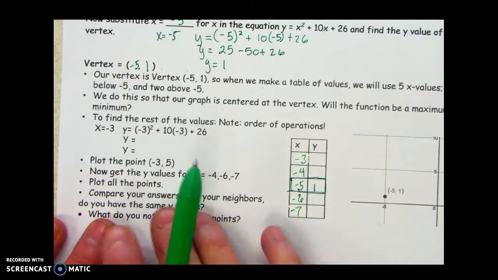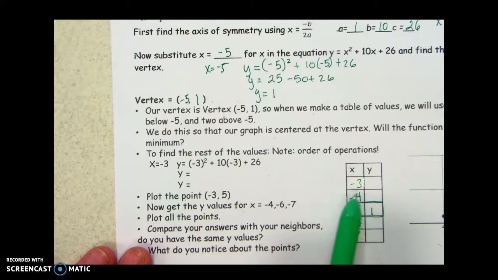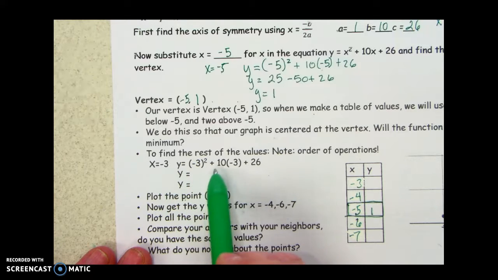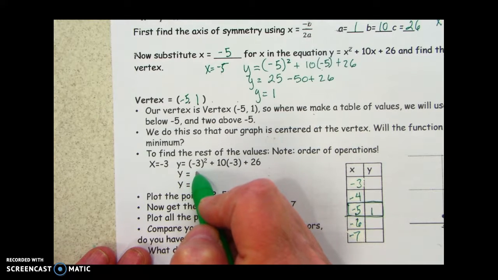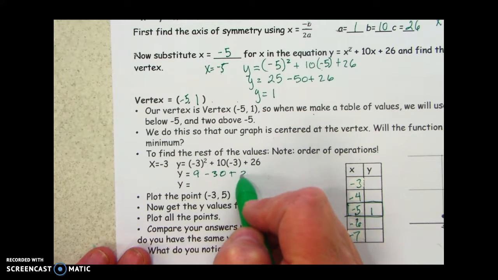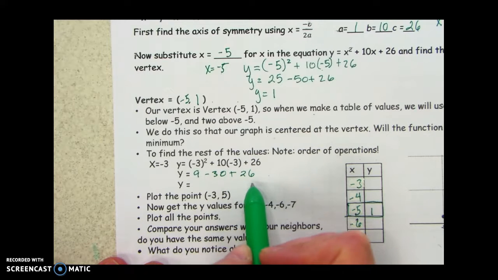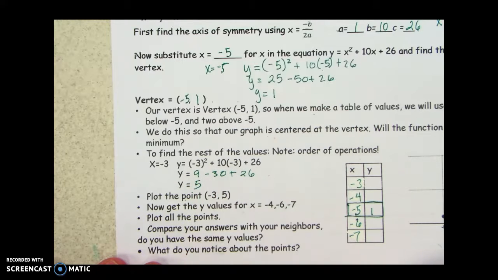Okay, so then what I have to start doing is plug in the rest of the values. So I do negative 3 squared plus 10 times negative 3 plus 26. So that is going to be 9 minus 30 plus 26. And negative 30 plus 26 is negative 4, plus 9 gives me 5. So negative 3, 5. Now I'm going to do the same thing for negative 4, negative 6, and negative 7.